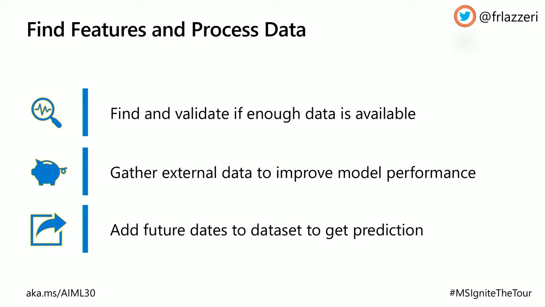Then we wanted to gather external data. External data usually are economic indicators, weather data, safety data. So these are all additional data that you can include in your model to see if they can affect your model in a positive way, of course, so that you can eventually get a much more accurate model. Finally, we added the future dates to the data set to get predictions.